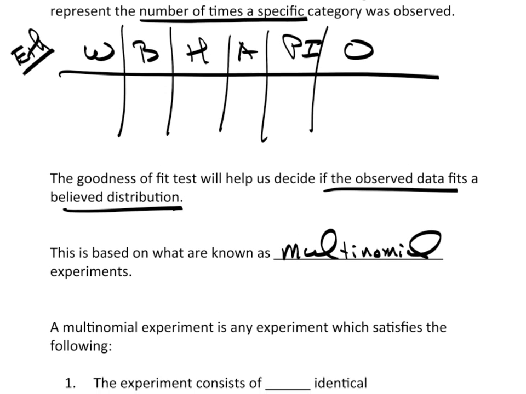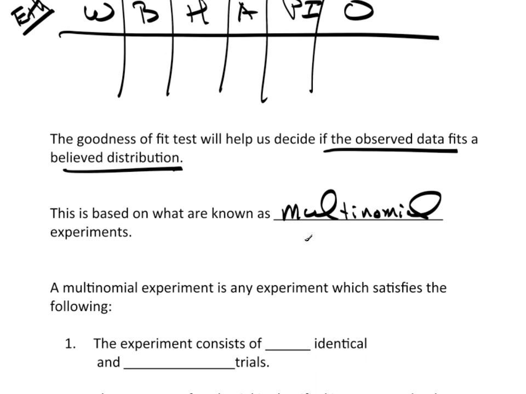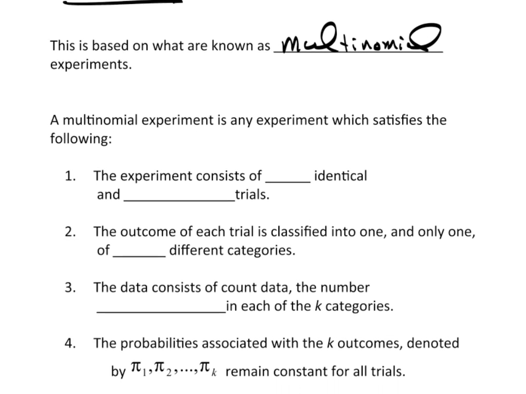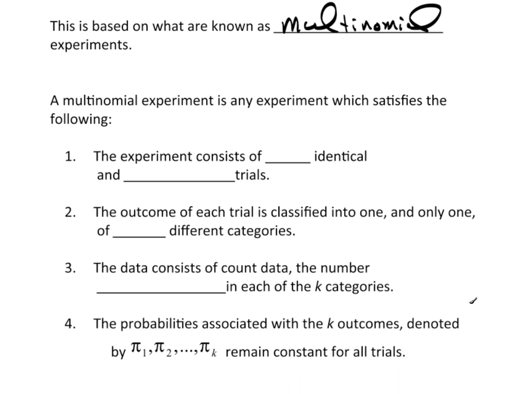Remember the binomial? The binomial had two outcomes, classified as either a success or a failure, but not both. They could only go into one category. It's the same idea with the multinomial. There are multiple possible outcomes, here six, and every individual will go into one and only one category. A multinomial experiment is an experiment which satisfies all of the following.